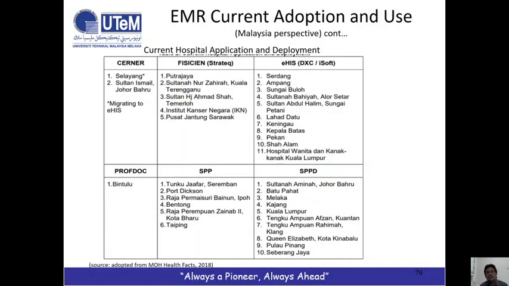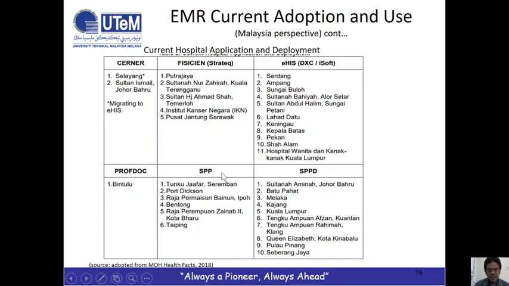Okay, this is the current hospital application deployment across Malaysia. You can see there are four, sorry, Cerner, which is a US software product. Physicians, Stratec, which I think is a Singaporean company. And iSoft, an Indian software company. Prof Doc, I think is also from Singapore, used in only one hospital, in Bintulu.